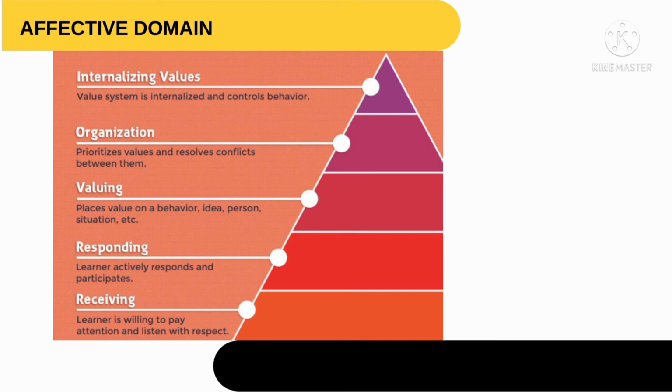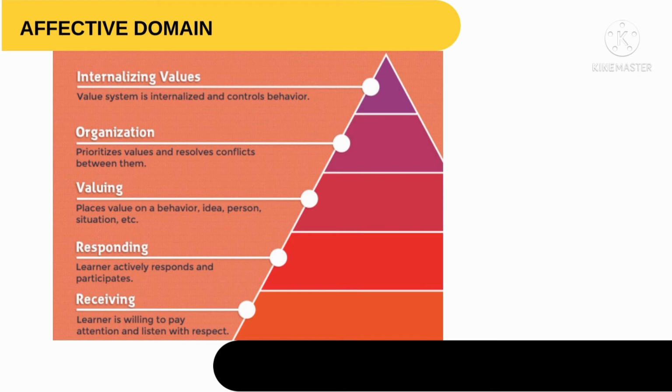The outcome verbs that we can use are arrange, combine, adhere, alter, defend, explain, formulate, and organize. Lastly, the highest category is internalizing. It is practicing value system that controls one's behavior. It is also known as characterization. Outcome verbs that we can use are act, influence, solve, and perform.